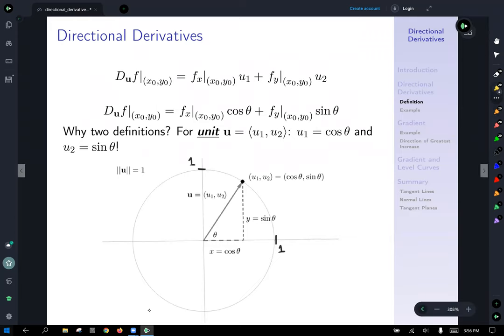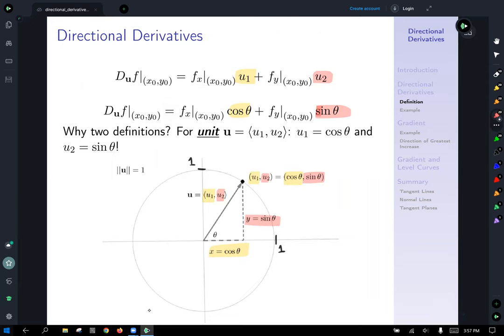I want the highlights back, so I'm going to get them back. I don't know if these are the same colors, but it doesn't much matter. So notice here that, sure enough, x equals cosine of theta, which is u1, and y equals sine of theta, which is the same thing as u2. And so that's why those two definitions look different, but are in fact the same.